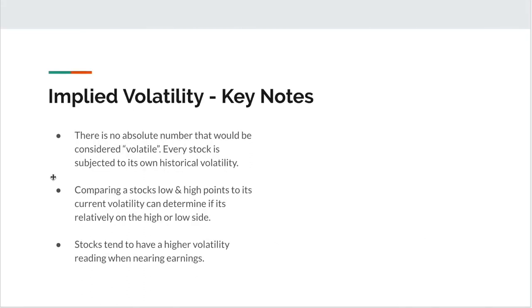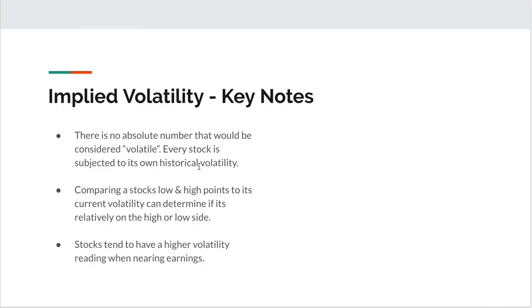So some key notes on implied volatility. There is no absolute number that would be considered volatile. Every stock is subjected to its own historical volatility. Yes, when you look at a stock, it may look volatile to you, but that stock is only volatile when it's compared to its own historical volatility. So every stock is different.